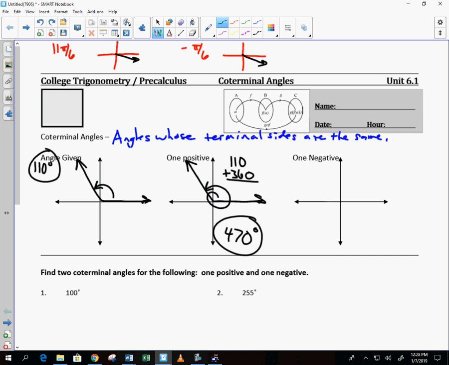Everybody good? So you can always take an angle and add 360 to it and come up with another angle. You can also subtract 360. If we want a negative angle, just go in the opposite direction. That will be 110 minus 360, which produces negative 250 degrees. Negative 250 is coterminal with 470 and 110. The truth is there's an infinite number of coterminal angles for every angle, because we could go around more than once, couldn't we? We'll get to that later. Everybody good?